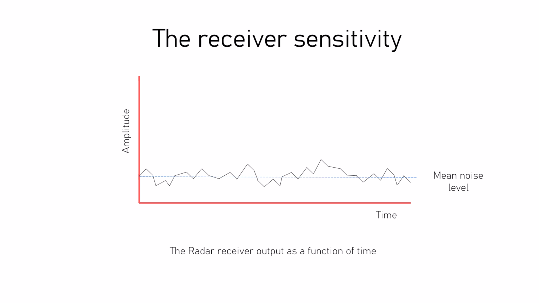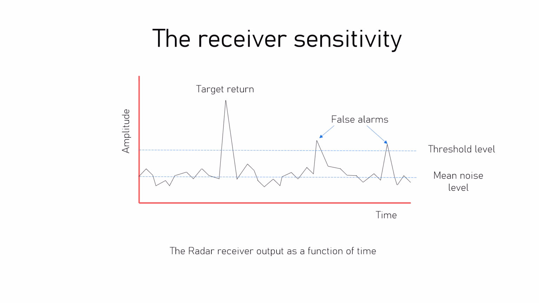This line shows the mean or average level of the noise. A threshold level is set in the receiver processor to result in an acceptable level of false alarms, meaning threshold crossings due to noise. Here are 2 false alarms due to noise. The threshold is set for an acceptable level of false alarms, for example 5 per minute. Setting of the threshold is a trade-off between the false alarm rate and the detection capability.